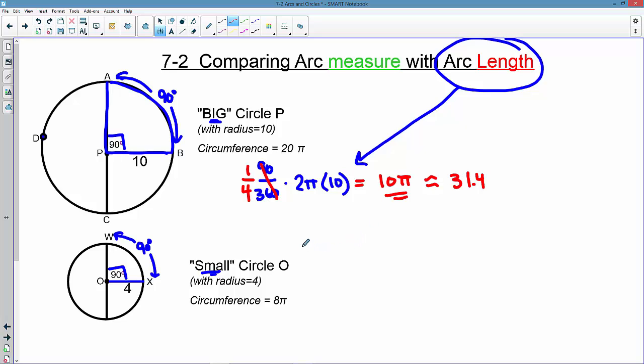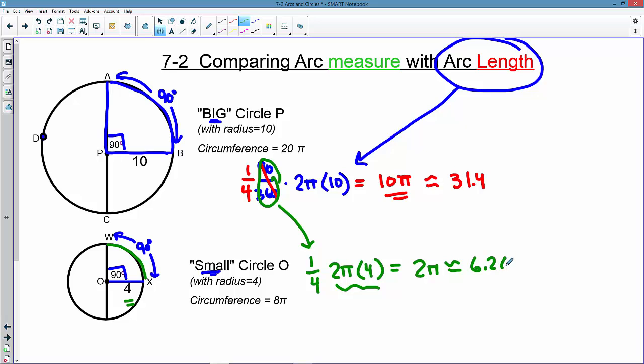In this small circle down here, though, it's still a quarter of a circle. You see, it's still 90 over 360. This ratio is the same here. See, it's 1/4. That's a quarter of a circle. Look, from here to here is a quarter of a circle. So the length of that is a quarter of 2 pi times the radius, but the radius is different in this problem. It's 4. What's a quarter of 8 pi? Because this whole thing is 8 pi. It's 2 pi, or about 6.28, something like that. So you can see very different arc lengths, even though the measures of the arcs are the same. Okay, and we'll hit that again tomorrow.